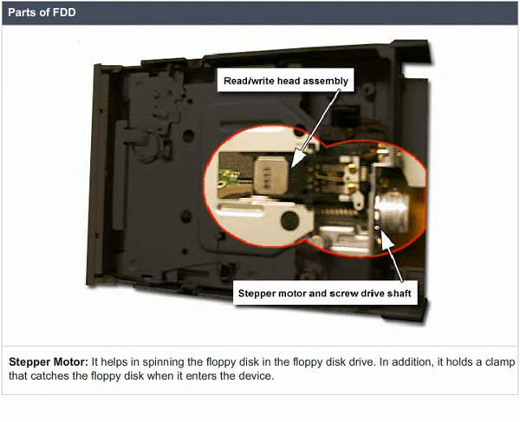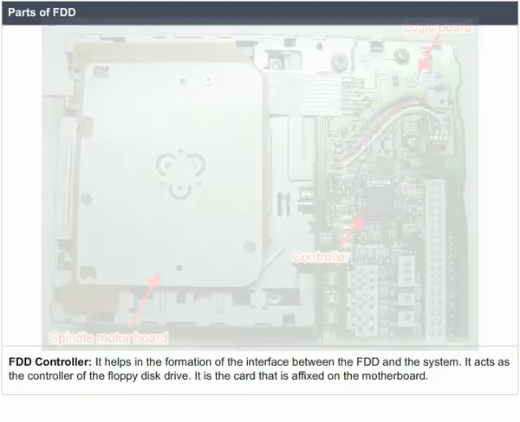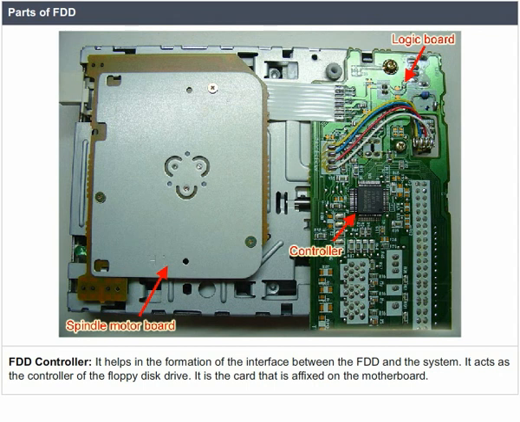Stepper motor. It helps in spinning the floppy disk in the floppy disk drive. In addition, it holds a clamp that catches the floppy disk when it enters the device. Circuit board. It connects all the parts of the FDD together. It holds the circuits that send the data signals to different parts of the FDD. Further, it also helps in controlling the speed of the motor and managing the positions of the read-write head. FDD controller. It helps in the formation of the interface between the FDD and the system. It acts as a controller of the floppy disk drive. It is a card that is affixed on the motherboard.